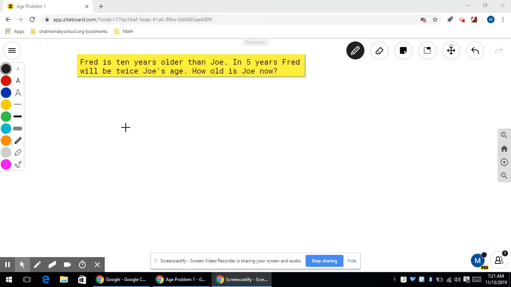So, I'm going to be breaking down another age problem here. Let's get right into it. Fred is 10 years older than Joe. In 5 years, Fred will be twice Joe's age. How old is Joe now?